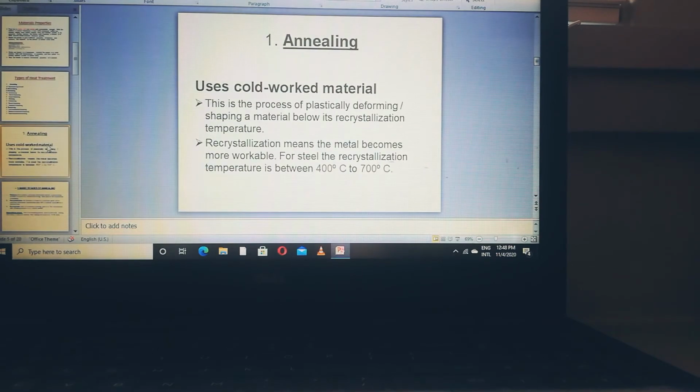For the annealing process, we use a cold worked material. By cold work, we mean that the material has undergone the process of plastically deforming or shaping below its recrystallization temperature. And by recrystallization, we mean that the material has become more workable. For steel, the recrystallization temperature is between 400 degrees Celsius and 700 degrees Celsius.